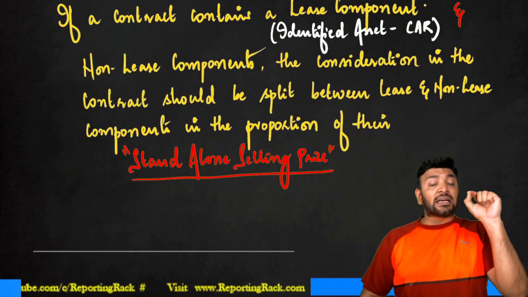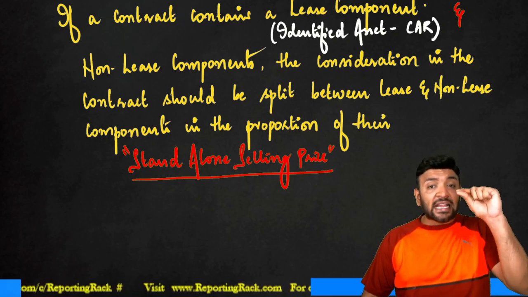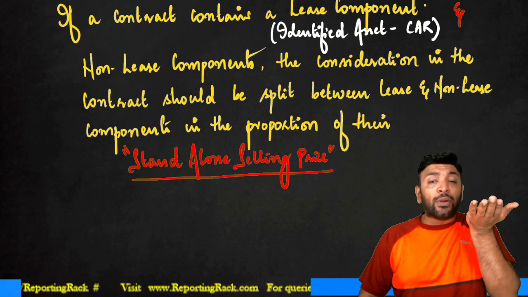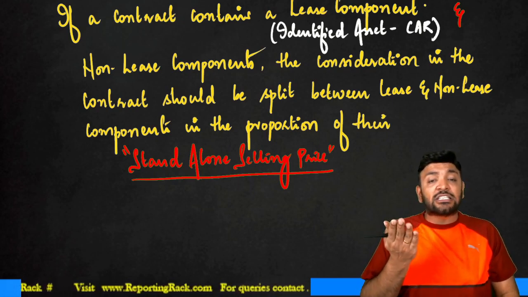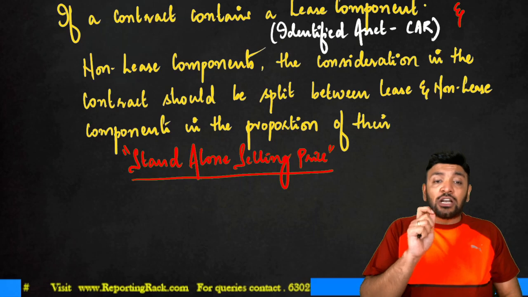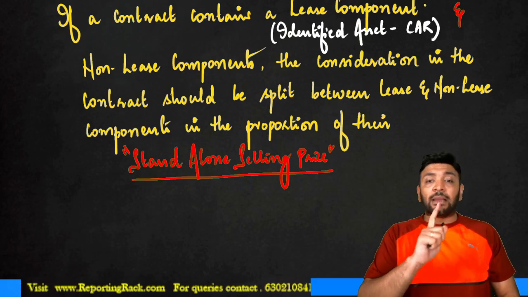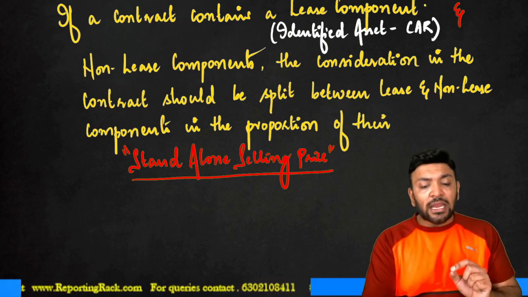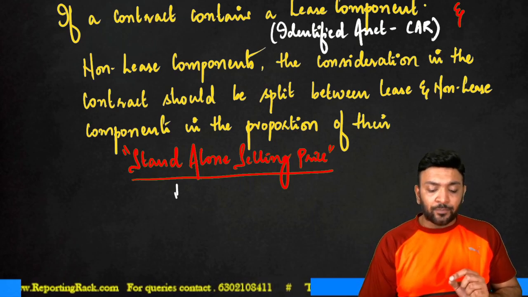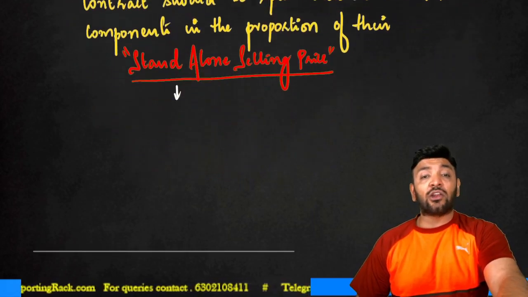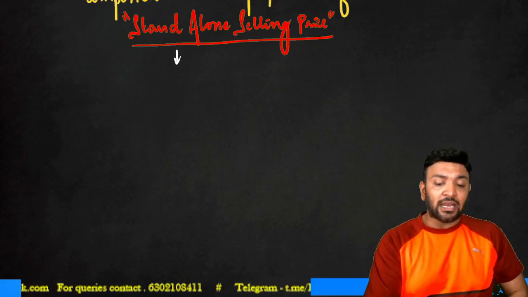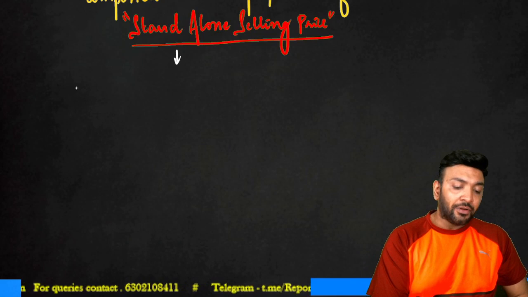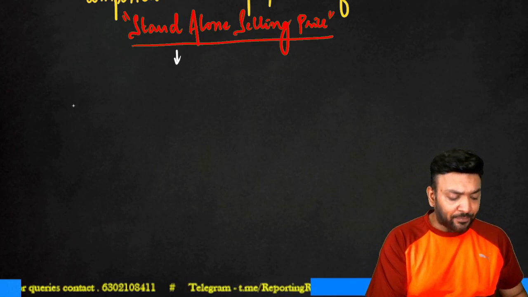I will separate the consideration paid. I will segregate the consideration paid between the car lease component, the non-lease component of maintenance and the services of a driver in the proportion of their standalone selling price. What do you mean by this standalone selling price? This definition of standalone selling price is also similar to IND AS 115. I'm telling you right now that it is similar to IND AS 115.